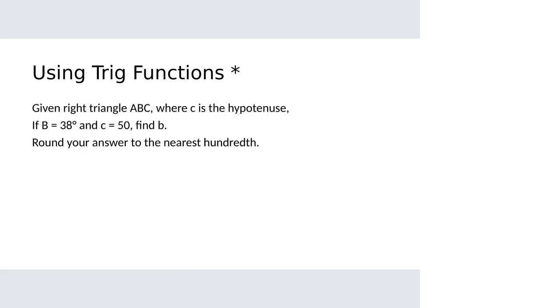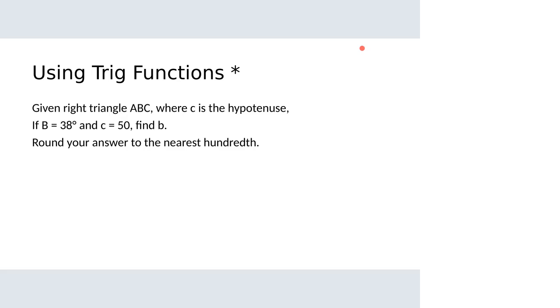All right, I'm going to have you try one. Given a right triangle ABC, where C is the hypotenuse, if angle B, we know it's an angle because it's a capital letter and because we're told degrees, is 38 degrees, and side C, we know it's a side because it's lowercase, is 50, find B. We're looking for a side length. So, given right triangle ABC, where C is the hypotenuse, if B is 38 degrees and C has a measure of 50, find side B. Round your answer to the nearest hundredth.